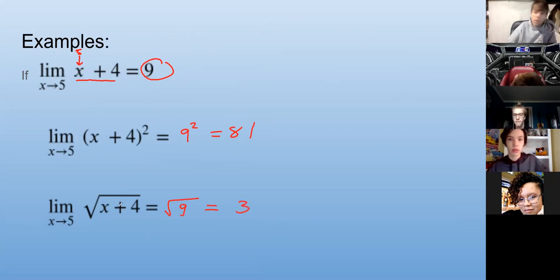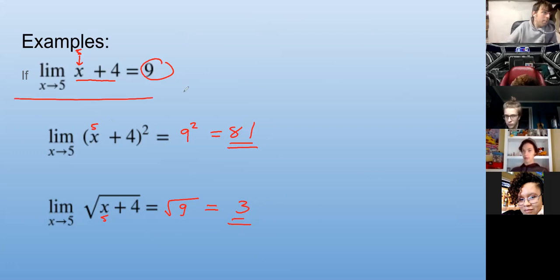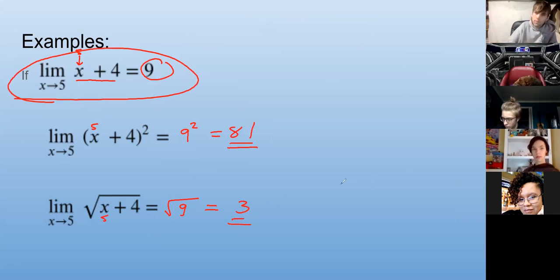I could plug it in also if I wanted to. I could do a 5 here or a 5 here and figure this out. 5 plus 4 is 9, 9 squared, 81. 5 plus 4 is 9, square root of 9, 3. We could do it that way too, and maybe that's just as easy. But if we happen to know a limit already, you can just work with it with these small changes to the function. Pretty easy.